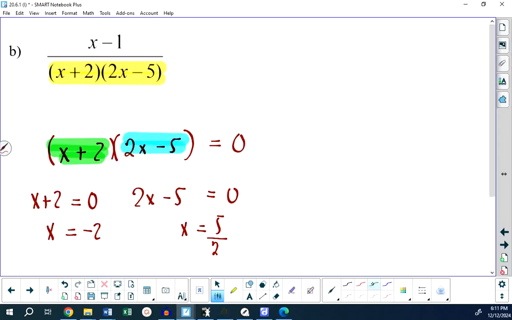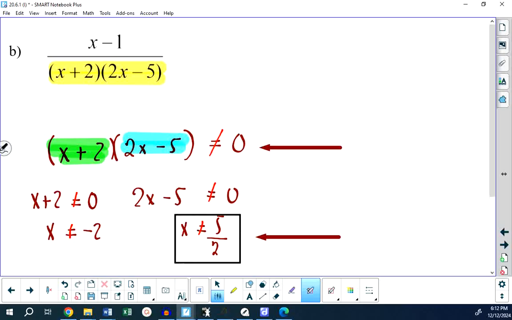So if I asked you, everybody, to solve this equation, these would be your answers. But we're not solving that equation. What we want to do is find the values of x that are not allowed. So I can change that to x plus 2 times 2x minus 5 is not equal to 0, and that leads to x is not equal to negative 2, and x is not equal to 5 over 2. These are the non-permissible values of that rational expression.